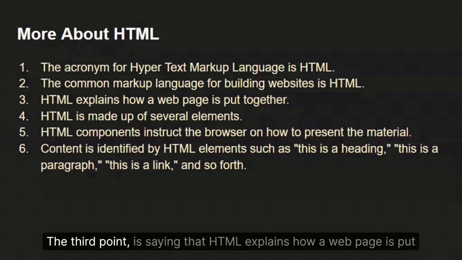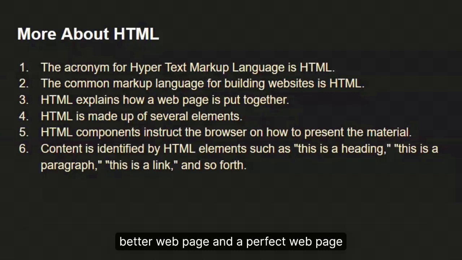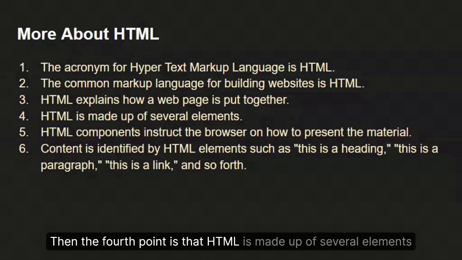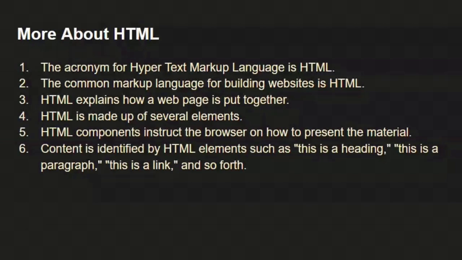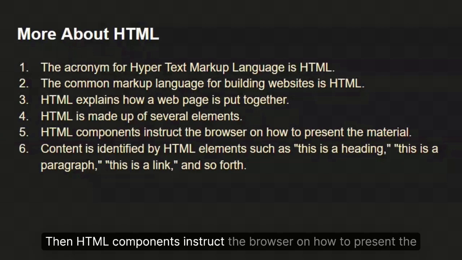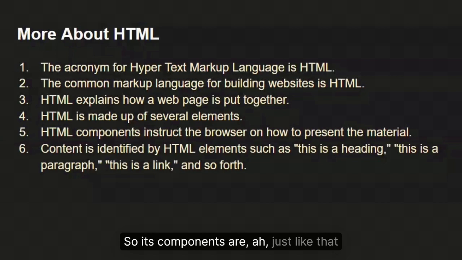The third point is that HTML explains how a web page is put together. HTML is a base through which you can easily make a web page, a better web page and a perfect web page. Then the fourth point is that HTML is made up of several elements. HTML has so many elements, so we can easily say that it is made up of several elements. Then HTML components instruct the browser on how to present the material.